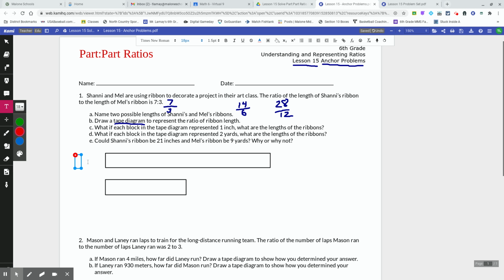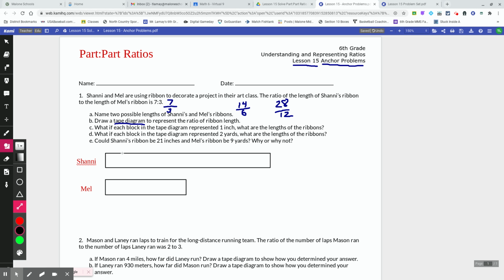All right, so we're going to say this is Shayna. I think that's how you pronounce it. And then this would be Mel. And we're going to put in some lines now. So we're going to split Mel's into 3 parts, and we're going to try to split Shayna's into 7. I didn't split it very well, but there's 1, 2, 3, 4, 5, 6, 7 parts, and there's 3 parts. So that shows our 7:3. So there's a tape diagram of it.